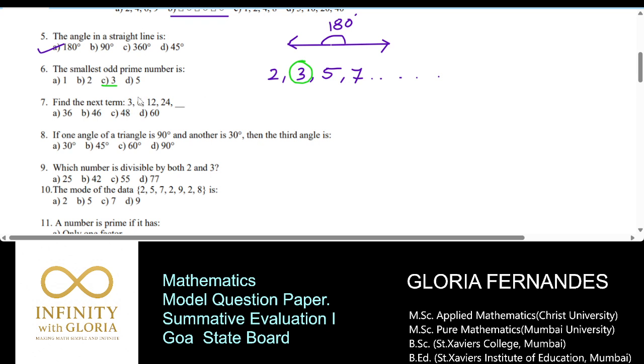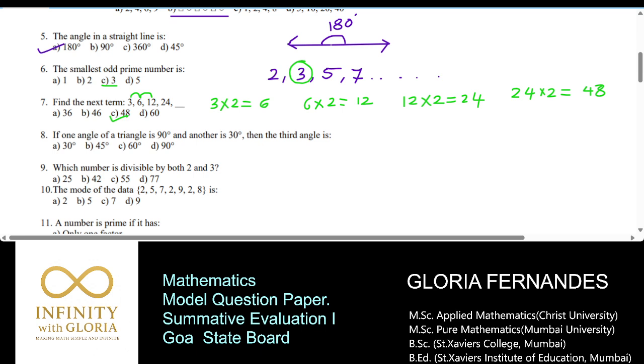Next, find the next term in the series. What has happened over here? The first number is 3, the second is 6, then it is 12. So every time, 3 times 2 is 6. Then again 6 times 2 is 12. So the terms are getting doubled. 12 times 2 is 24. So what will be 24 times 2? It is going to be 48. So your answer is 48.